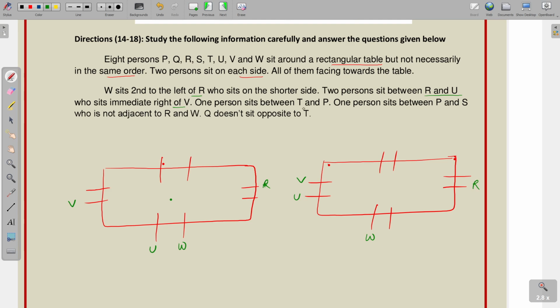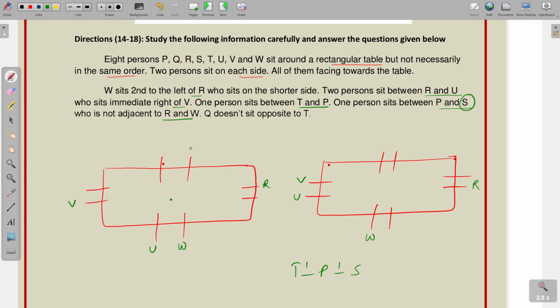1 person sits between T and P. So between T and P, there is 1 person. 1 person sits between P and S, and also between P and S 1 person is there. Okay, and who is not adjacent to R and W? S is not adjacent to R and W.